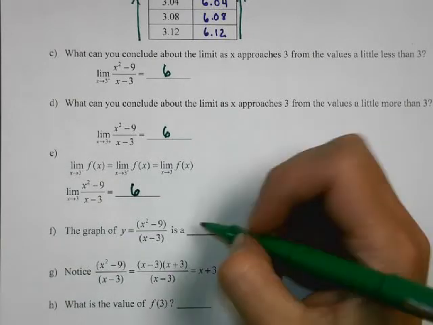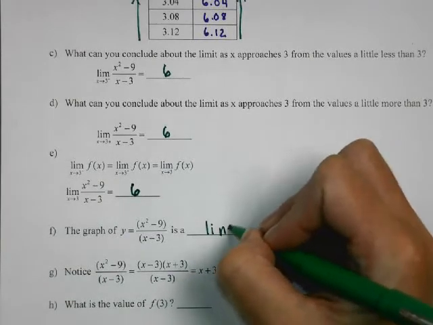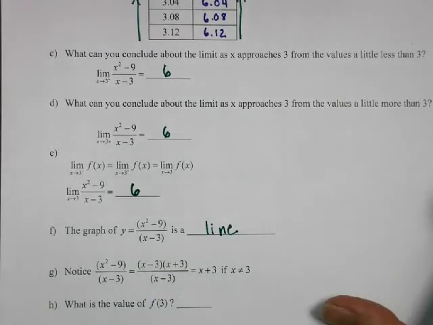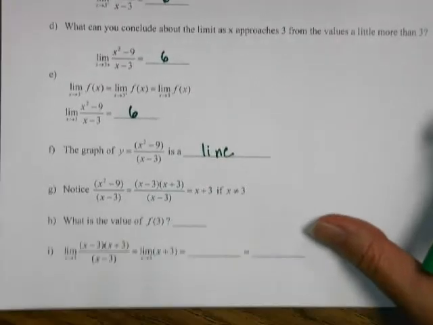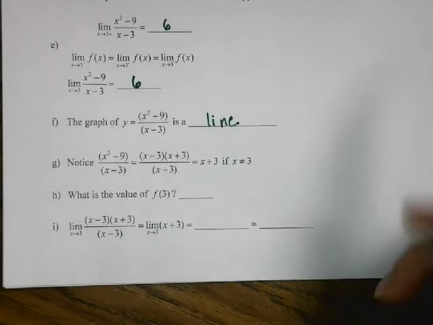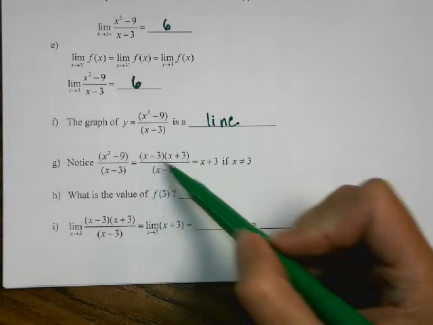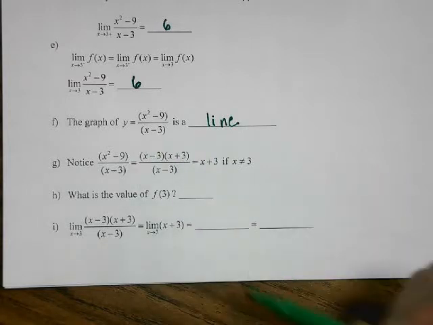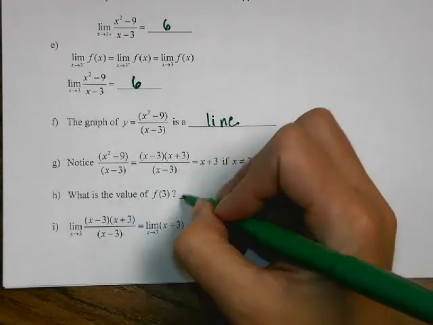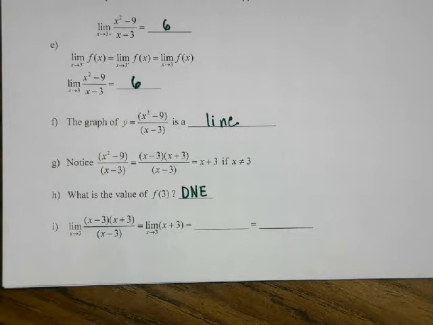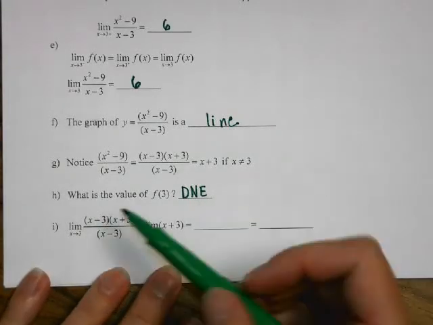We saw that the graph is a line. And then the key here is to factor. Just like we would to find a point of discontinuity, we factor. So x squared minus 9 factors to x minus 3, x plus 3. Those cancel to just x plus 3. So what is the value of f of 3? There is no value. There's a point of discontinuity there. But I can still arrive at the limit using factoring.